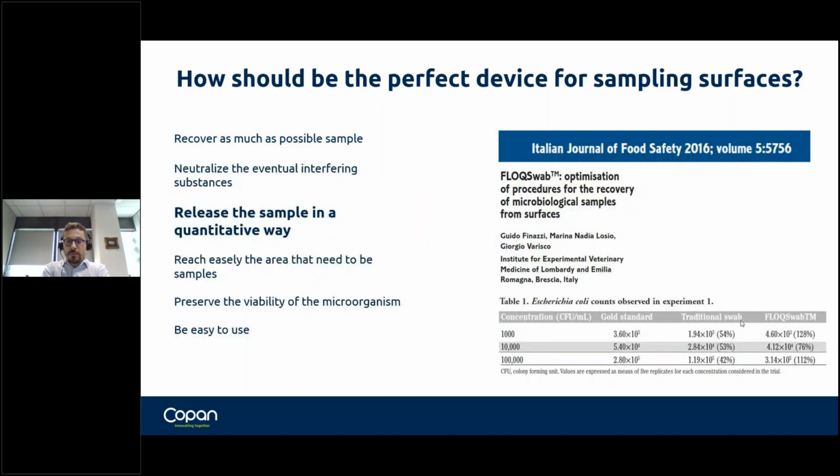Also, the flock swab is actually proven to release the sample in a quantitative way. So again, in the same paper from the Italian Journal of Food Safety published in 2016, the authors were able to show and prove that you have, in most cases, an almost complete release of the sample from the swab itself. So basically what you collect, what is present on the surface, is collected and then released into the final medium.